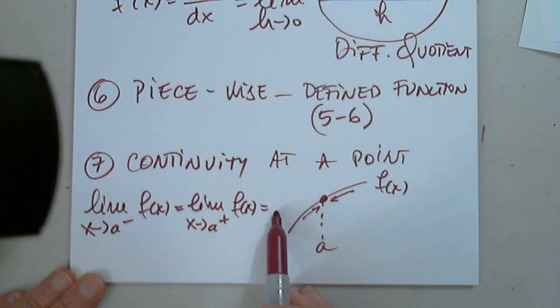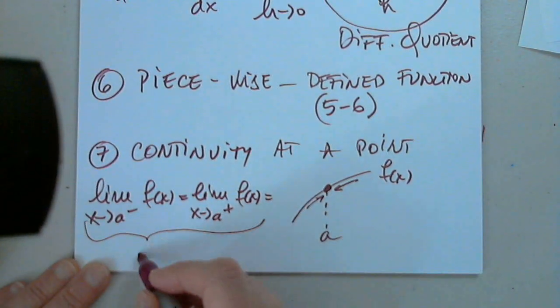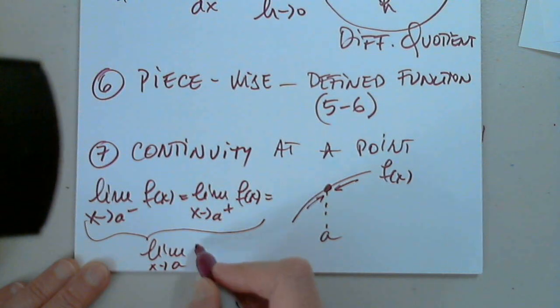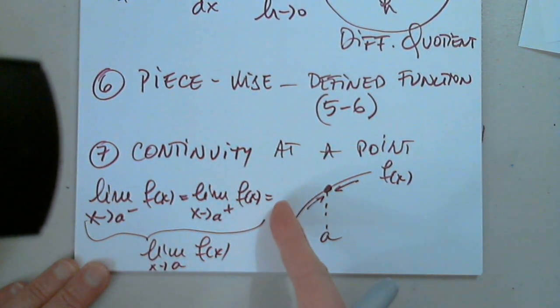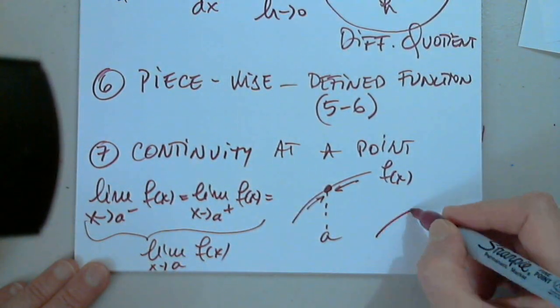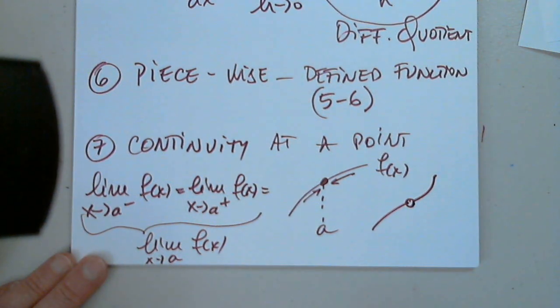Is it not the limit of f of x as x approaches a? Yes, so the limit from the left, but this is the limit as x approaches a from either side. That's what this means. And equals what? Otherwise, it's not continuous. Otherwise, it's like this. And this is not continuous.